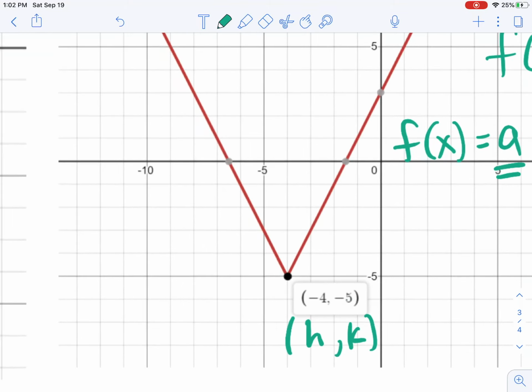So now we need to figure out this. And I want to look and see if this has that 1-to-1 ratio that the other one had for the parent function. You would normally go over 1 and up 1. And that's not what's happening here. I'd go over 2 and up 2.